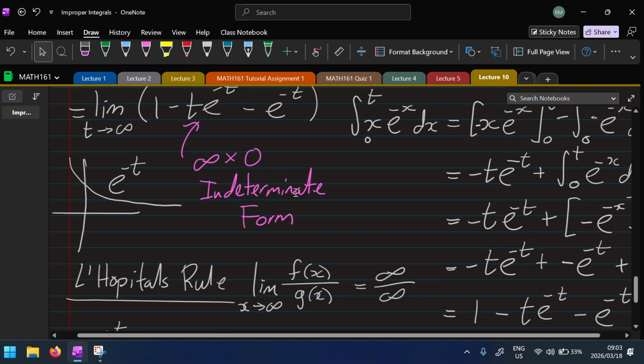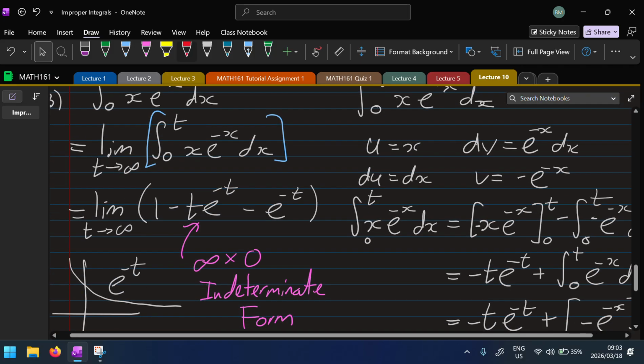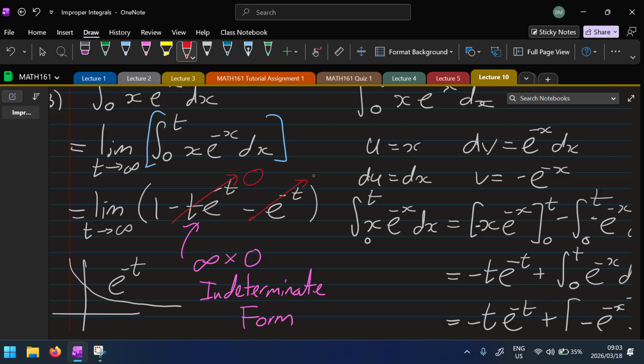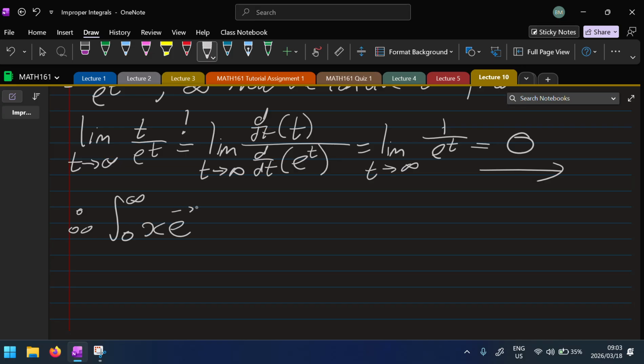Okay, so after L'Hopital's rule, we see that this middle term, the pink one here, that will be 0. And the third one, we know from our graph, that will also be 0. Okay. So we're left with just 1. So therefore, the integral from 0 to infinity, x e to the minus x, it's just 1. Right? We showed the limits exist, so this integral is 1.